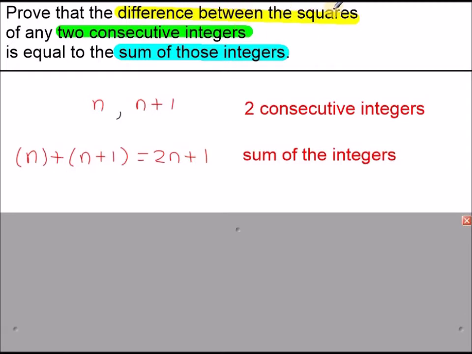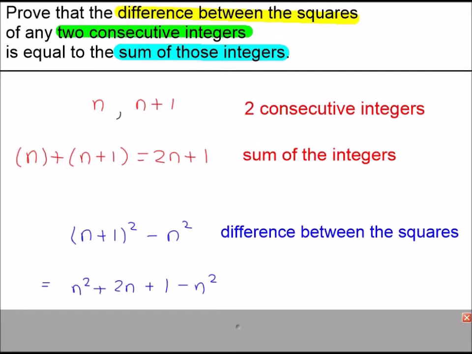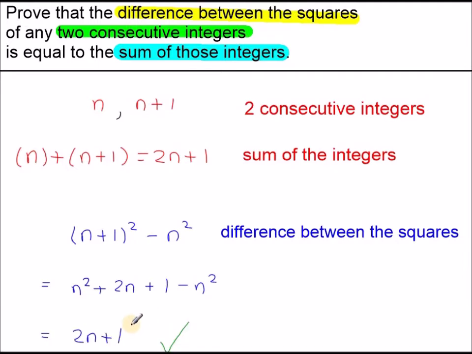The difference between the squares, so we have to square each of these integers, and then we have to subtract, so it will be the square of this minus the square of this. Expand the brackets, simplifying, and we get 2n plus 1. So the difference between the squares is 2n plus 1, the sum of the integers is 2n plus 1, they are equal. So we have proven this.